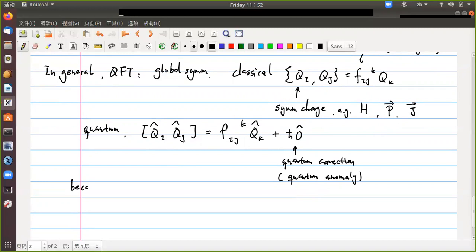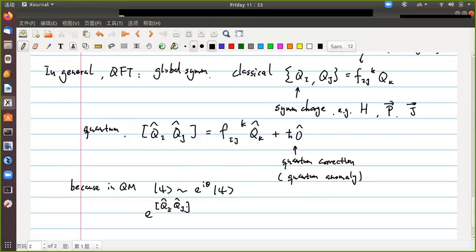The origin of the anomaly is just that in quantum mechanics, a state psi is equivalent to psi up to a phase. The probability interpretation of your states is determined up to a phase. So physically, psi is equivalent to e to the i theta multiplied by psi. Therefore, suppose you take the commutation relation of your symmetry charges and put it on the exponential.